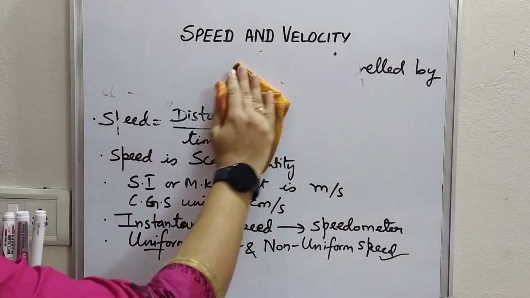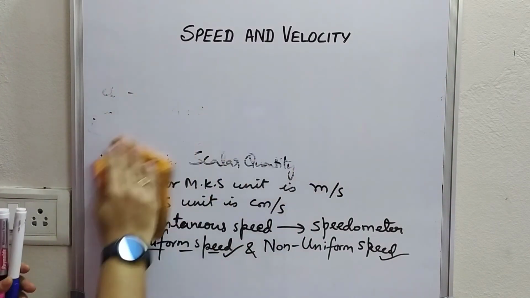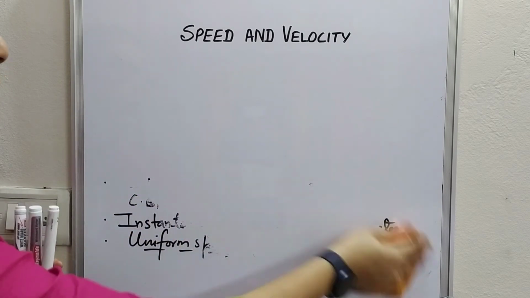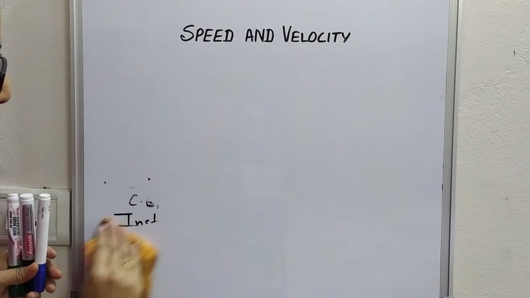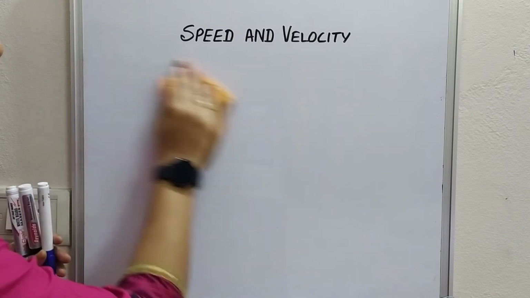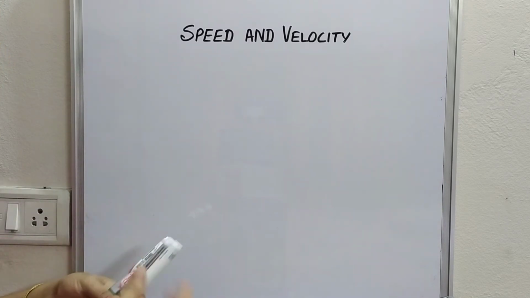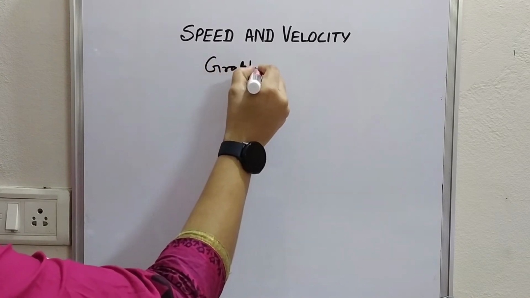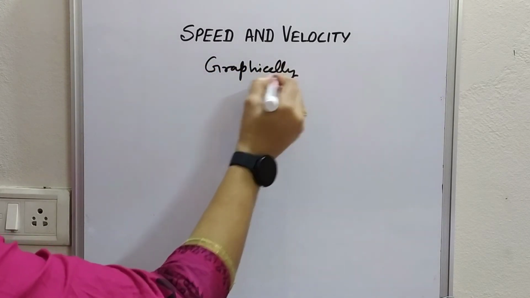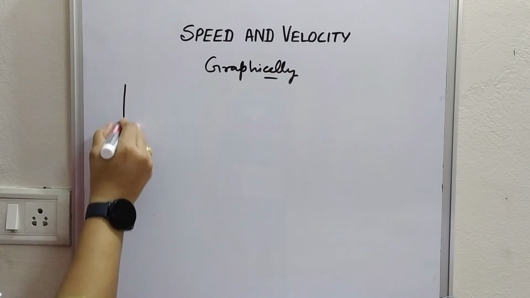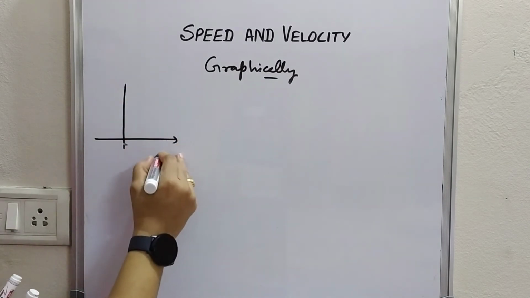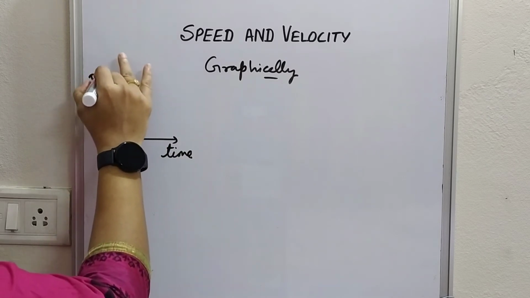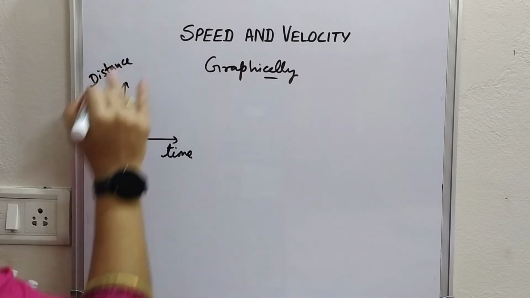Next, this is about the basic things, speed. Let us understand speed based on graphs. Friends, these are very simple topics, but we are supposed to know the difference between speed and velocity and what is the similarity. So, graphically talking about speed, we have to plot the graph between time along x-axis and distance along y-axis.